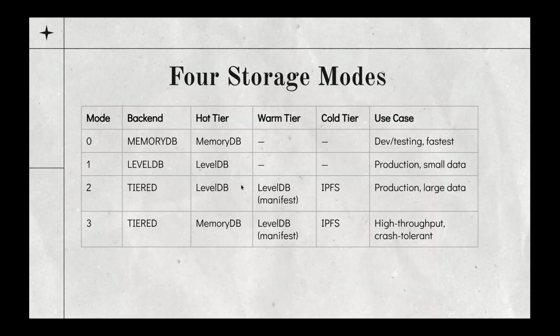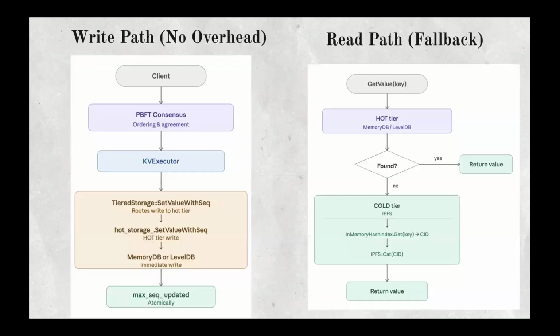In one, the hot tier is LevelDB and the cold tier is IPFS. And in the other, the hot tier is MemoryDB and the cold tier is IPFS. And we are interested in this mode because it gives us the most accurate representation of how the storage costs are reduced, or we can evaluate how much we save on the SSD's storage with this migration strategy. Going ahead with the write and read path.